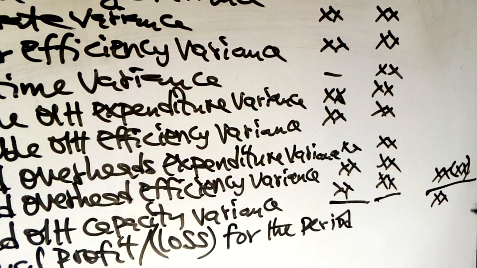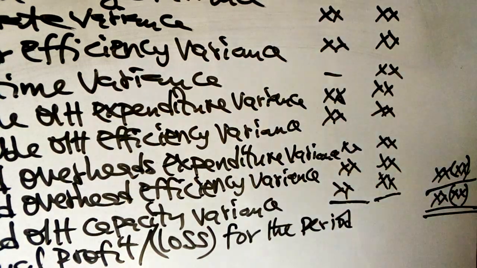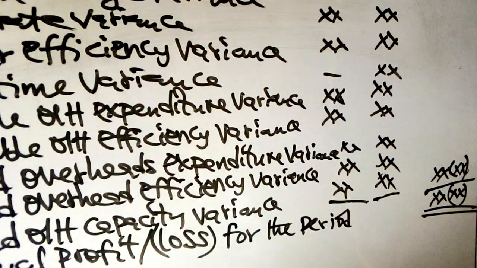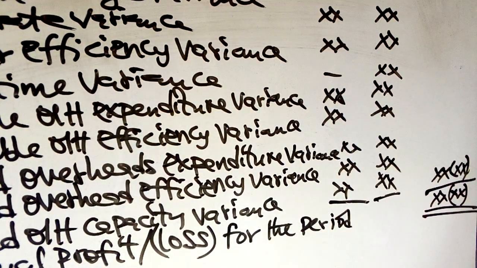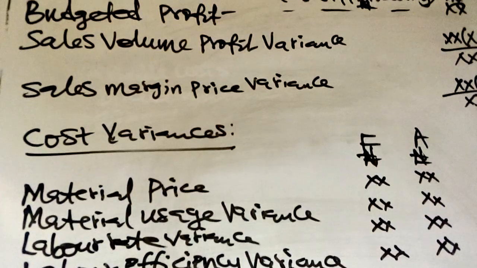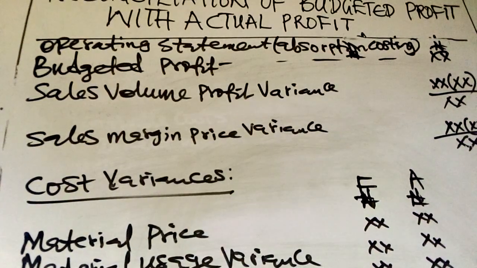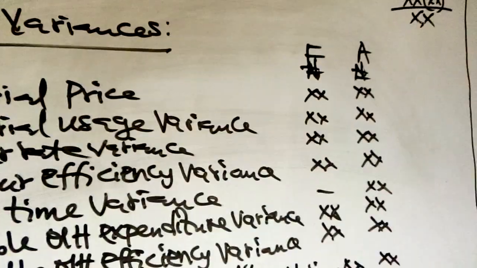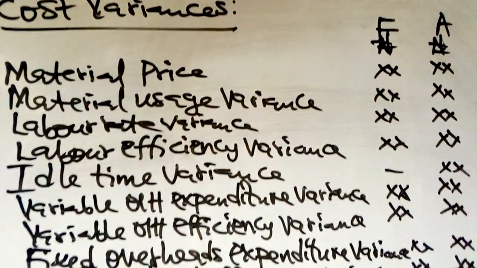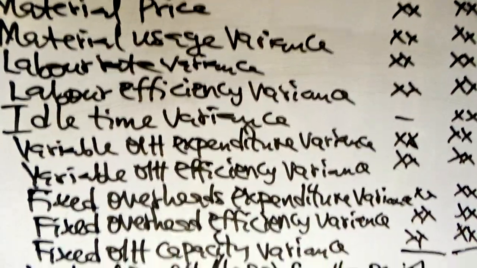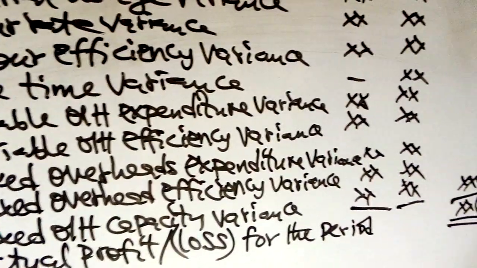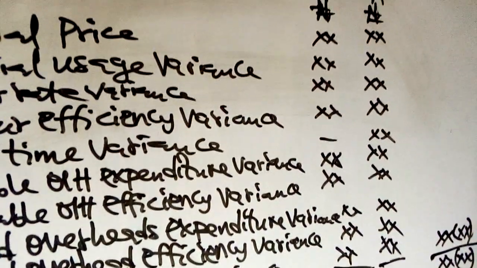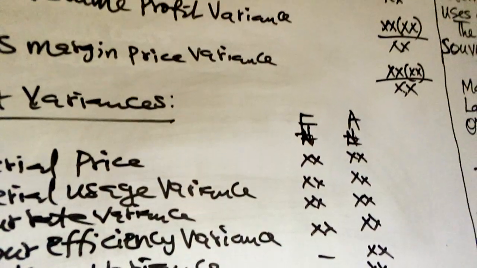If it is profit, you have it to be positive. If it is loss, then it will be negative. So that is the format for preparing the reconciliation statement, whenever you want to reconcile the budgeted profit with the actual profit.